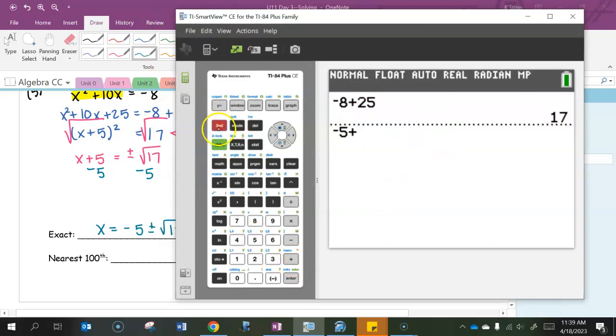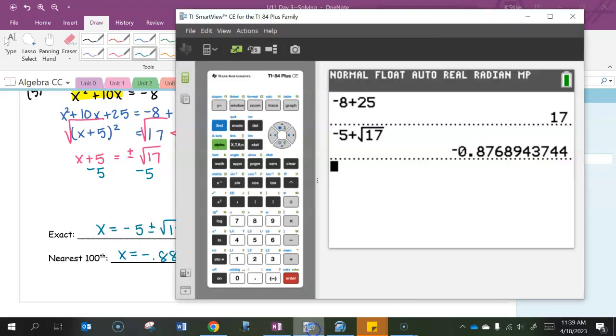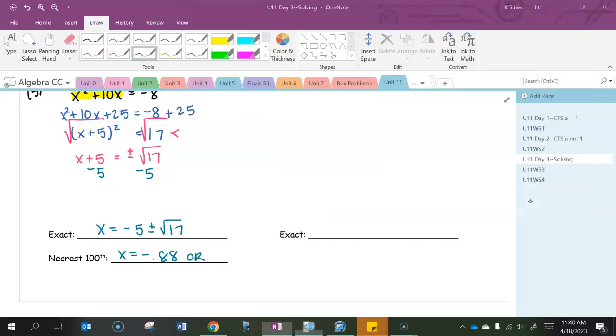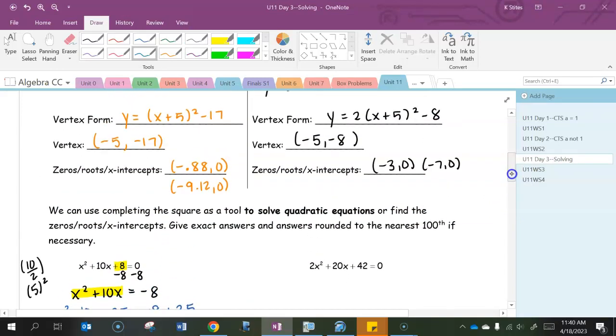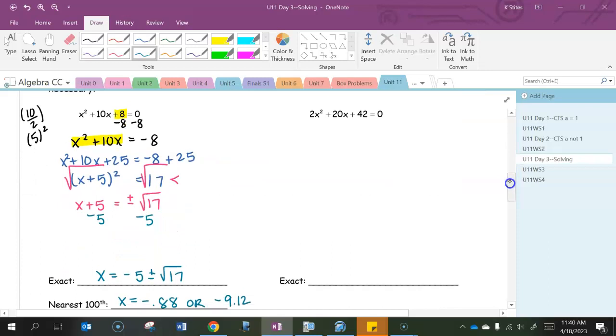-5 plus root 17 gives you -0.88. And -5 minus root 17 gives you -9.12. So essentially we have found the zeros that we found when we did it by graphing. So that's pretty cool, right? So now notice that this next one is the same as number 2. So we should get the same answers ideally if we do this correctly.